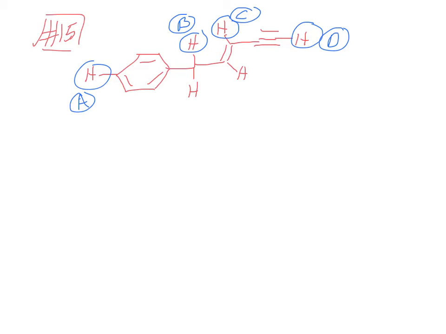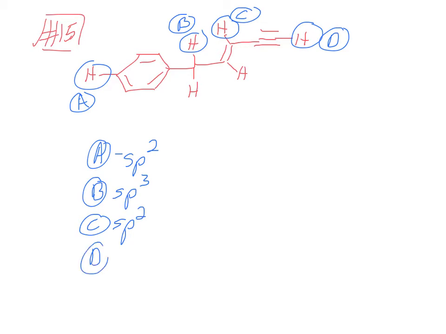What's the hybridization of the carbon they are bonded to, right? So A is bonded to what kind of hybridized carbon? Yeah, sp2. What about B? What kind of hybridized carbon is B bonded to? C. Sp2. And D, sp.